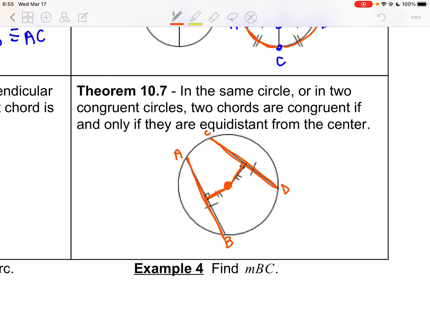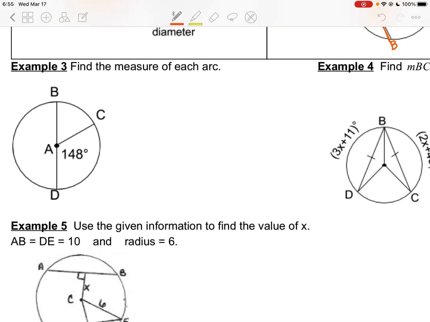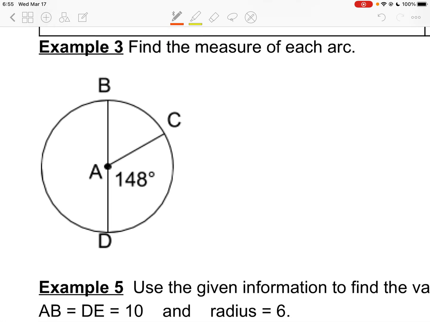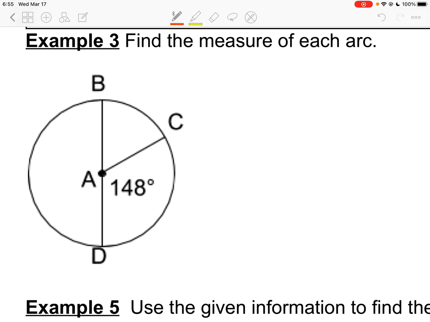So remember that distance is always measured perpendicular to what you're measuring. So these chords have to be perpendicular to that segment that's coming from the center. And if that's true, then those are congruent chords. All right, so we're going to use these different theorems to solve different problems here. So first, let's look at this diagram and figure out what we know.